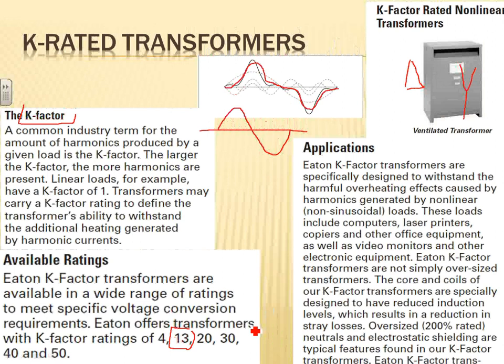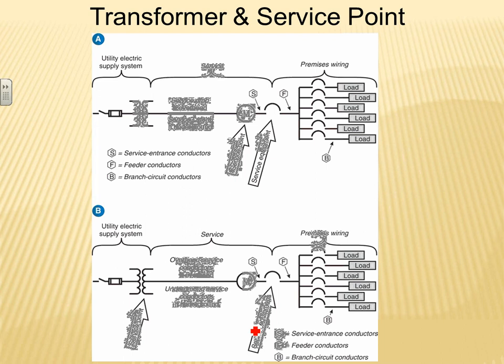Do you guys have a preference? Do you decide on any one of these K-rated 13 or 20? 13, the most common. Okay, so that's a thought, just to throw in the K-rated. So K-rated is the ability of the transformer to absorb and really handle and withstand the heat generated by harmonics. That's what they're doing.